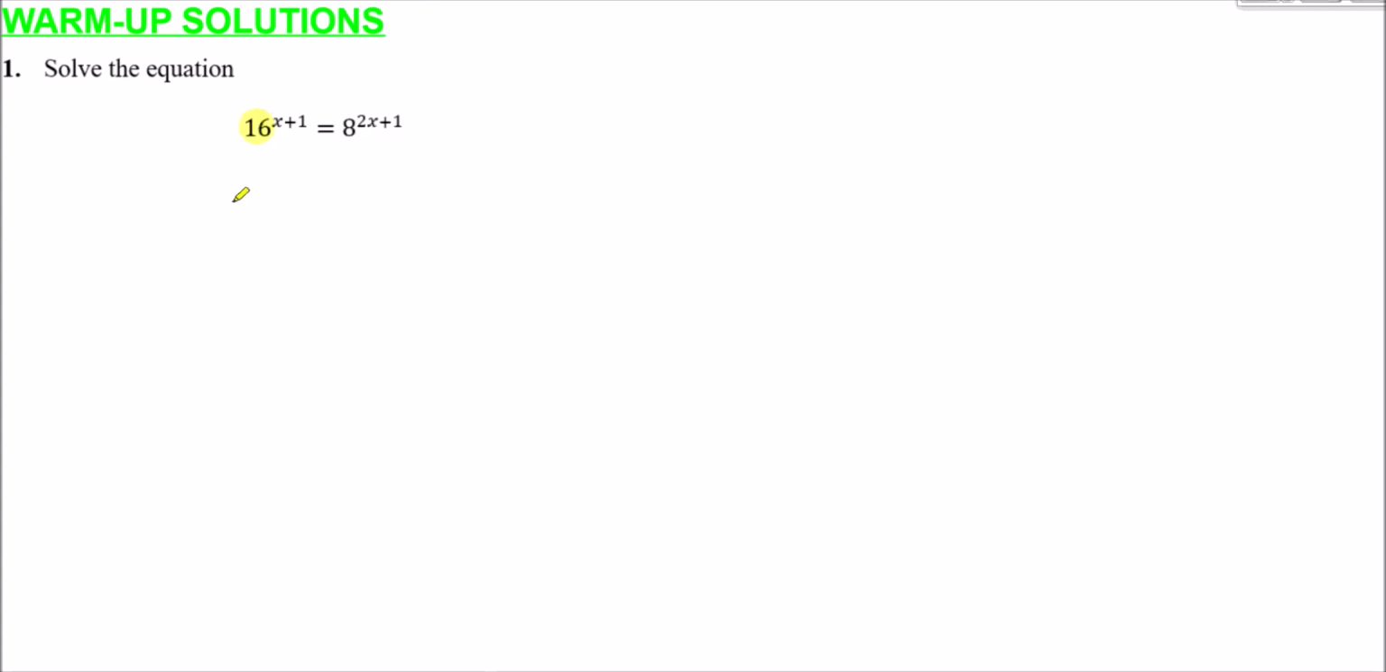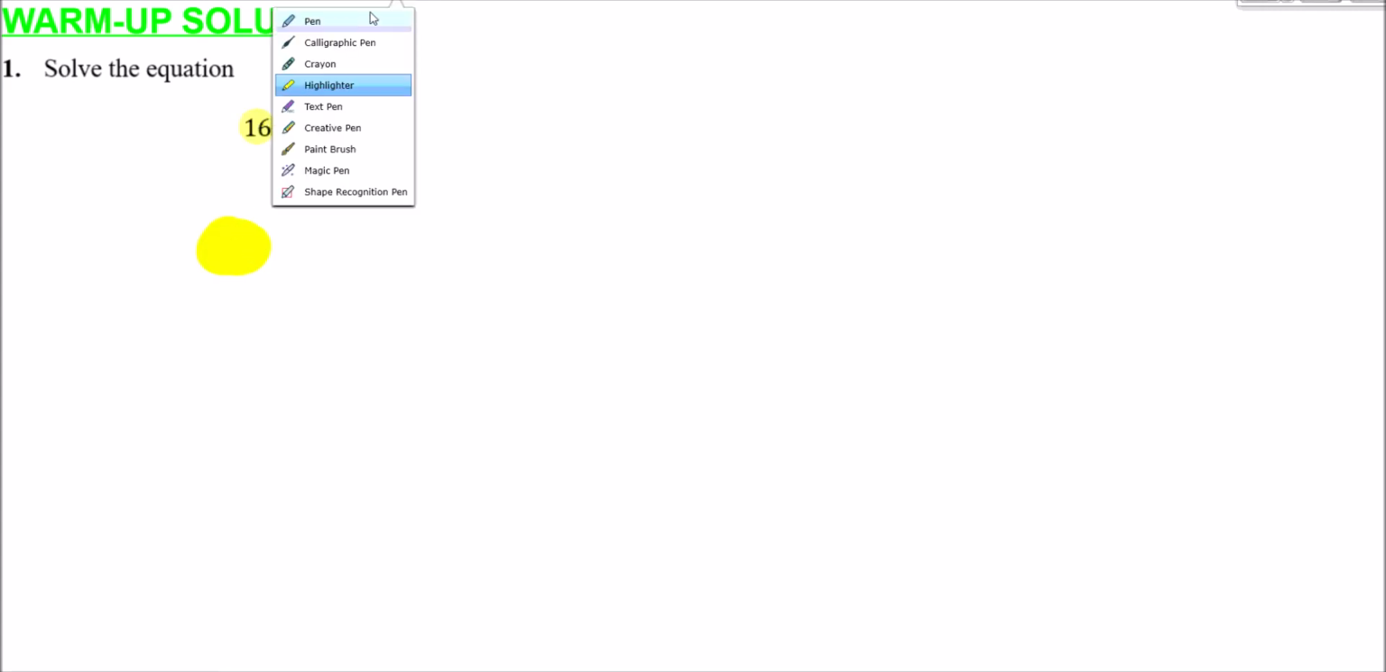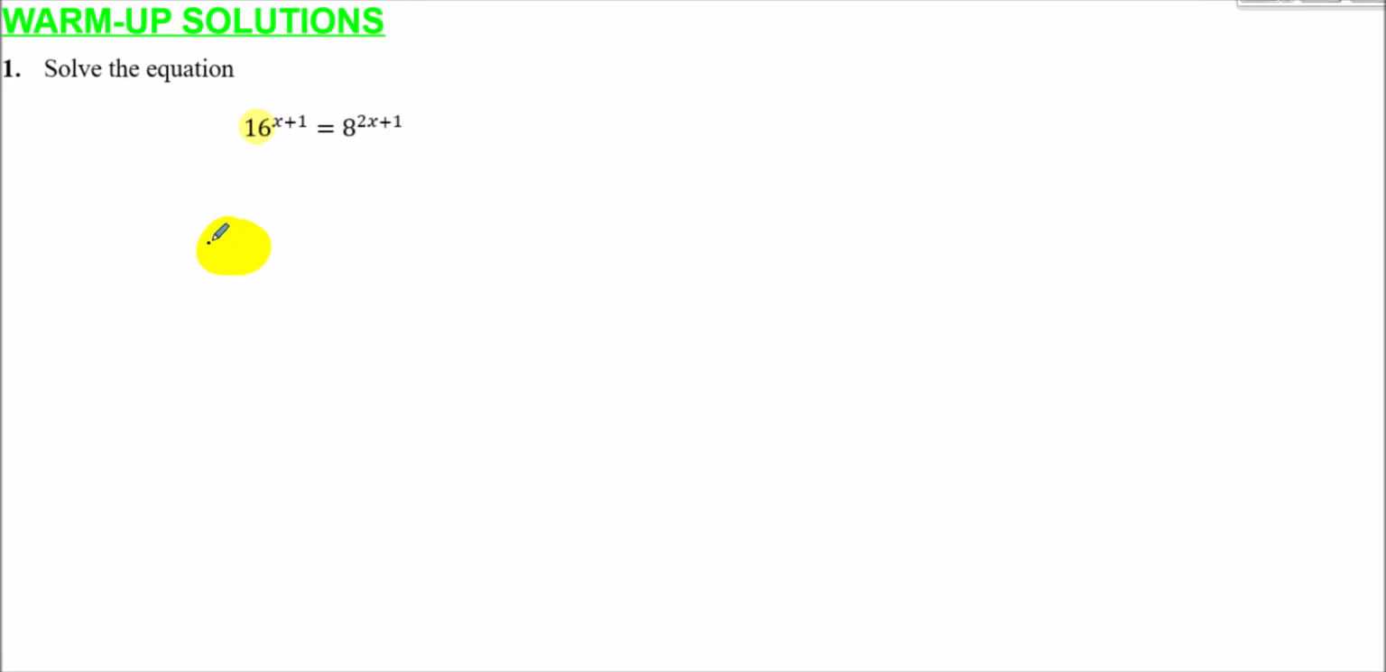So 16, I'm going to rewrite that as 2 to the power 4. I'm going to put it in brackets as well. So I've got 2 to the 4, and all that is being done to the x plus 1. That'll be the same as 8. But 8, of course, is 2 cubed. So if I rewrite 8 as a power of 2, 2 cubed, then I'll see that's 2 cubed to the power 2x plus 1. We now need to remember some laws of indices.